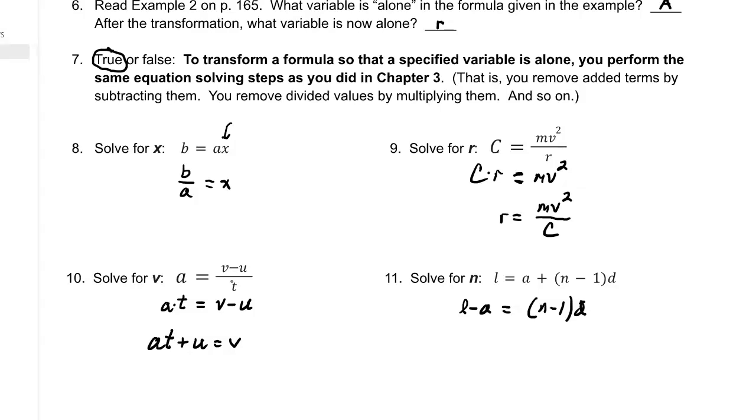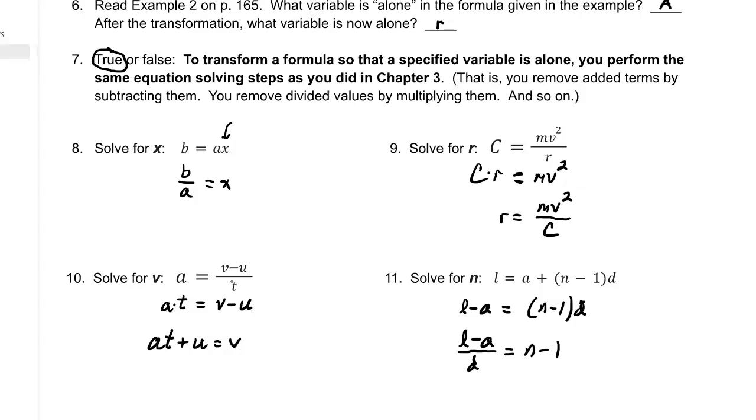The letter N is the one we want to get alone, but it's trapped inside the parentheses. So we want to remove the parentheses. We can do that by doing the distributive property, or even faster would be to divide both sides by the d. So L minus A divided by d is equal to n minus 1. With the d gone, there's no need to have parentheses around the n minus 1.